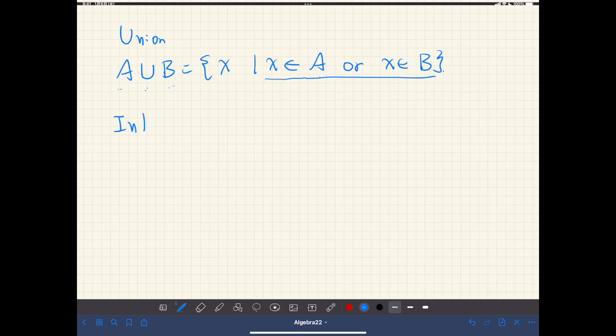And similarly, we define the intersection between A and B, which we write like A cap B. So this is cup. This is cap.